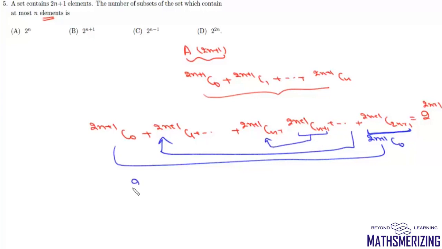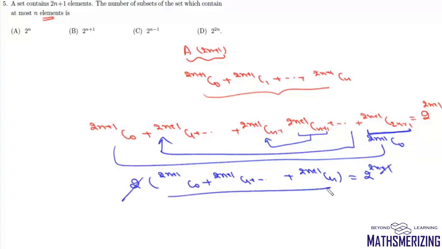So we can actually write this series as 2 into 2n plus 1 C0 plus 2n plus 1 C1, up to 2n plus 1 Cn, and it is equal to 2 to the power 2n plus 1. So we can cancel this 2. So the answer to this series will be simply 2 to the power 2n, and that's your option number D.